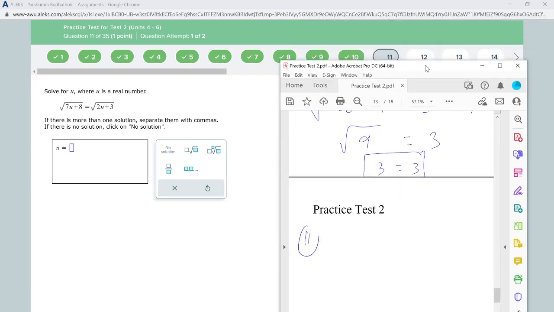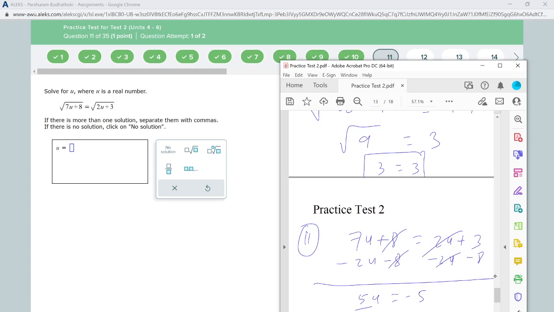This is problem 11. After squaring, it gives me 7u plus 8 on the left side and 2u plus 3 on the right side. Now I just have to solve it, and I can bring this 2u to the other side, and this 8 to the other side, by subtracting them. 7u minus 2u is 5u. This 8 and this 8 cancel out. This 2u and this 2u cancel out. Negative 8 and plus 3 is negative 5. So I can just divide both sides by 5. That gives me u equals negative 1. So that's the one answer.